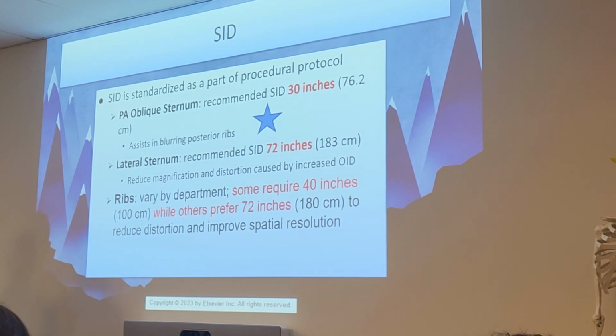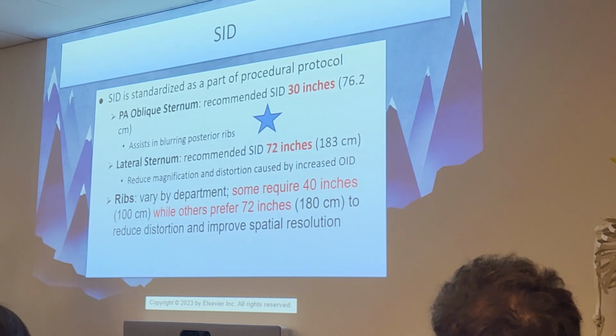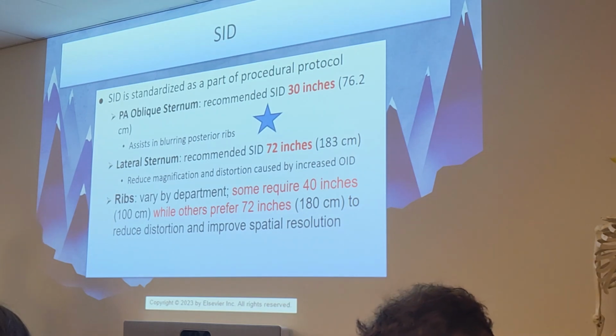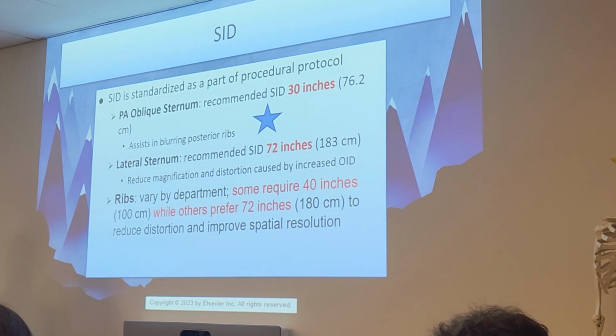So like I said, this is brand new, so we're not going to see many people doing this yet. They just changed this year. That is what they're saying is the best way to do it now. Now ribs, that's going to vary by department. You're going to see some techs do it at 40. You're going to see others do it at 72. And that's just going to vary with that distortion and spatial resolution. Me personally, I've always learned to do it at 40. That's what I'm going to stick with.